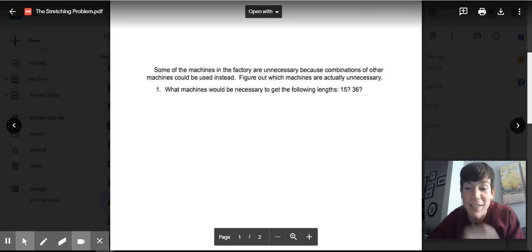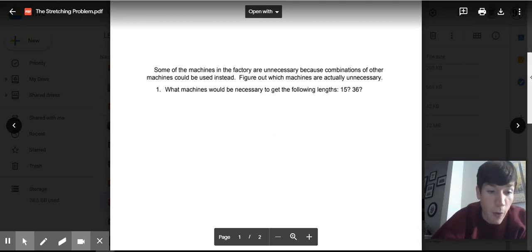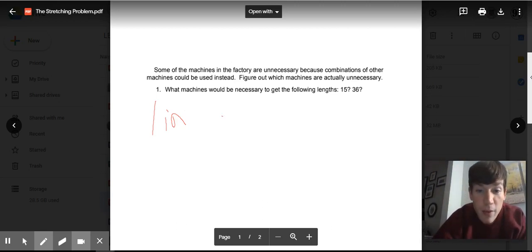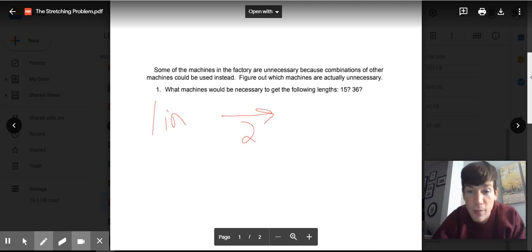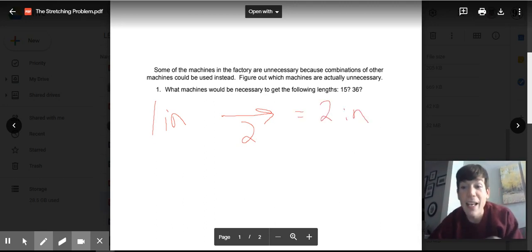Think about what we just said. The necessary machines are going to be our prime numbers. Think about how you could get to 36 by only using prime numbers. I'll give you a hint here. You can use a machine more than once. For example, if I wanted to start with a 1-inch, because remember we're always starting with a 1-inch piece, if I wanted to put it through machine 2, which would give me 2 inches, it would be okay to put it through machine 2 again to give myself 4 inches.